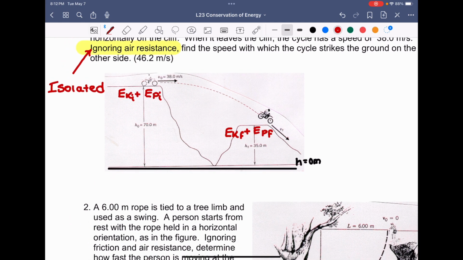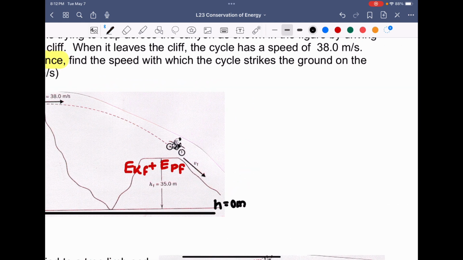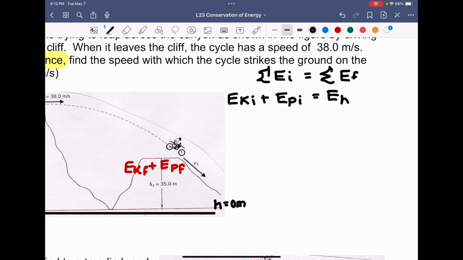Now, let's write this into our equation. Once we've established what these energies are, I'm going to get more specific and say that the sum of the energies in the original position is equal to the sum of the energies in the final position. Now, we're going to expand this out to say the kinetic energy in the initial position plus the potential energy in the initial position is equal to the kinetic in the final plus the potential in the final.